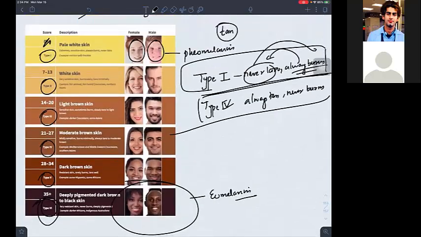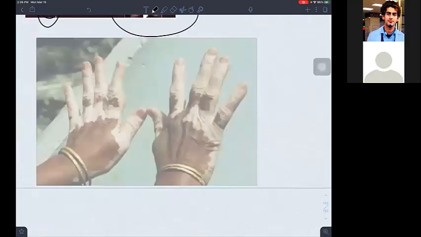Type 1 never tans because we know that type 1 has more pheomelanin. Pheo means false. That's why it always burns. And eu means true. That means never burns. Definitely it will never burn. Melanin is there. This is a vitiligo.